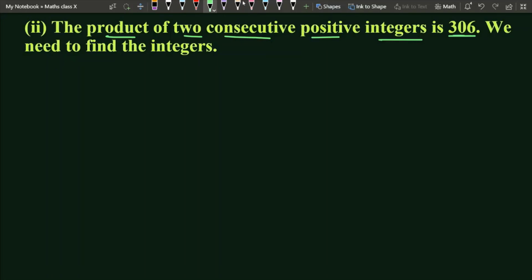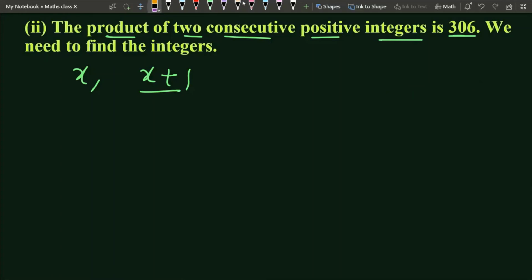So suppose, what are consecutive integers? The numbers one after another are called consecutive. So if the first number is x, another number will be x plus 1, because the second number is one more than the first number in consecutive, like 2 is one more than 1, 3 is one more than 2. So the next one will be one more than x. So it will be x plus 1.